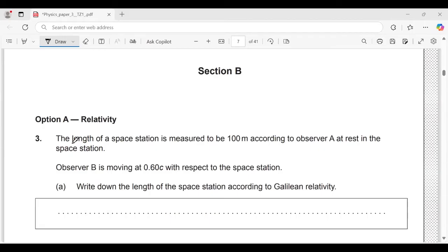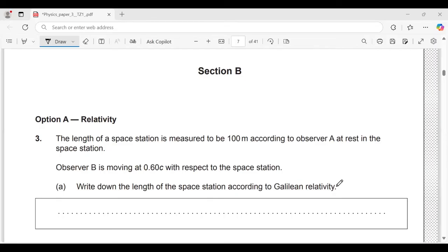Three, the length of a space station is measured to be 100 meters according to observer A at rest in the space station. Observer B is moving at 0.60 c. c is the light speed in vacuum with respect to the space station. Write down the length of the space station according to Galilean relativity.